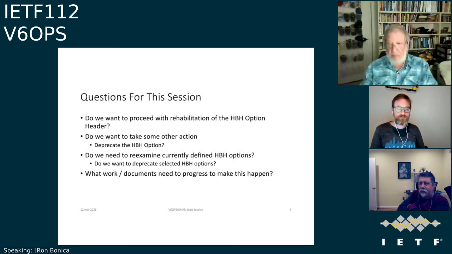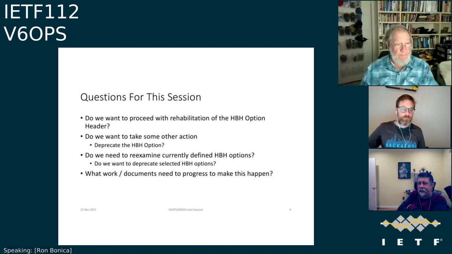Assuming that we do go forward with the work, I'd like to look at the last two questions, and this is assuming we go forward with the work. Do we need to re-examine some currently defined HBH options? I'm thinking in particular about routing options and maybe some of the ones that are just hanging around from prehistory. Some of the very old ones that really should be historic. And the other question is, what kind of work do we need to make this progress? What documents do we think we need? And I'll open the floor to comments on those two questions.